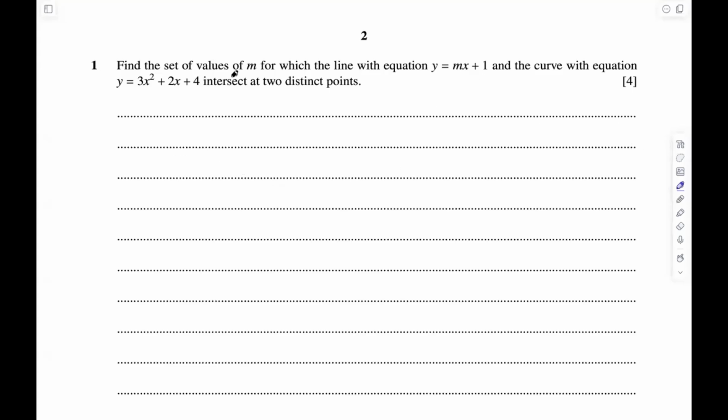In question 1, we have to find the set of values of m for which the line with equation y equals mx plus 1 and the curve with the equation intersect at 2 points. Now, if a curve and a line are intersecting, to find the points of intersection, we solve the equation simultaneously.